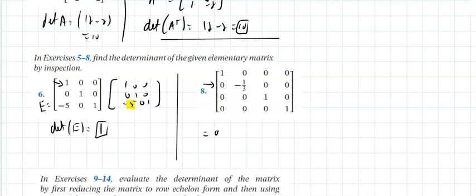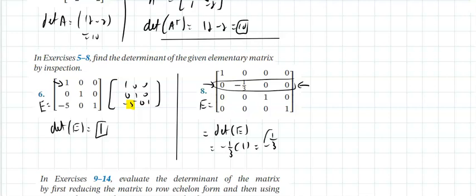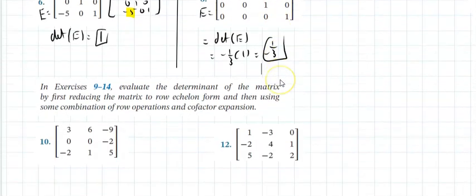Now for the next one, we say the determinant of this elementary matrix would simply be -1/3 times 1, because you must have multiplied row 2 by -1/3, or column, doesn't matter, but let's go by row. So the determinant of that would simply be -1/3. And that's kind of what you have to eyeball as you move on.